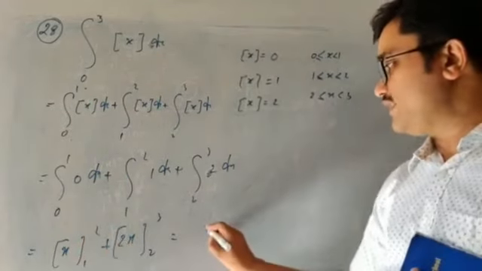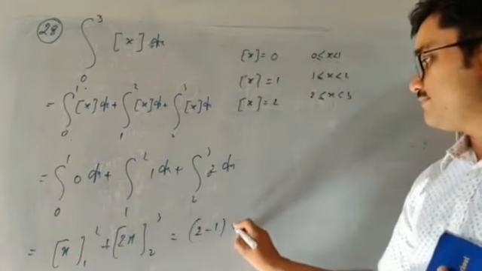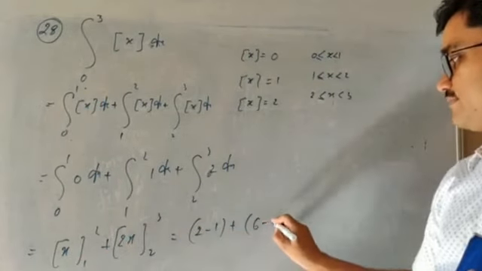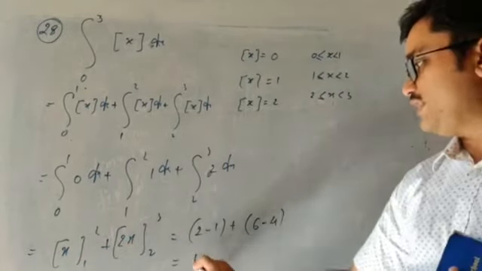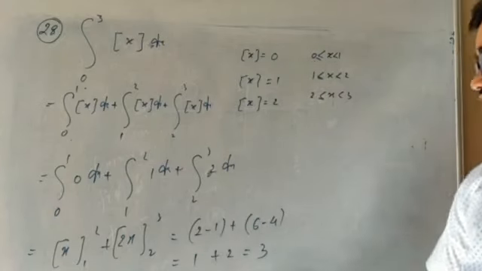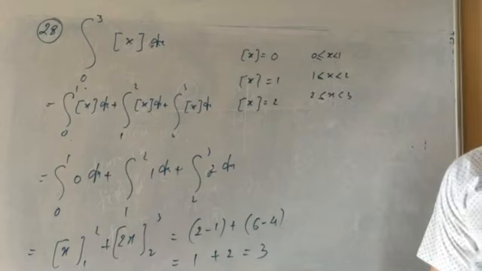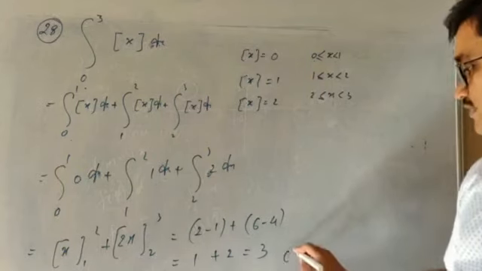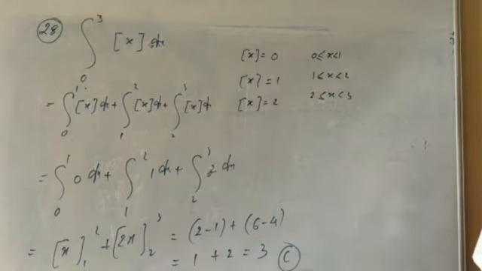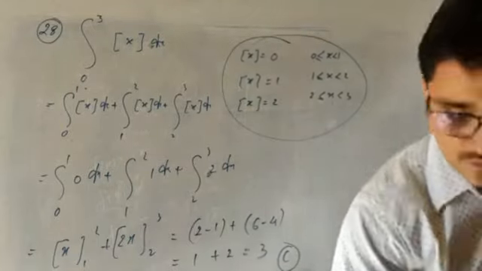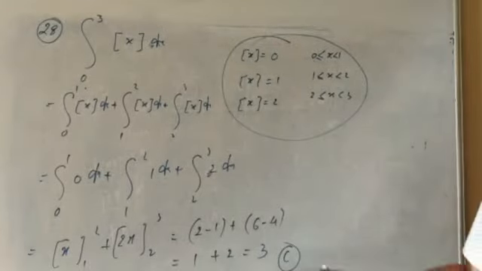If you apply the limits, you will get the answer. This is 2 minus 1, the first answer, plus if you replace x by 3, it is 6 minus 4. So 2 minus 1 is 1, and 6 minus 4 is 2. So the answer should be 3. So 3 is the answer. Just see if it is there in question number 28. It is option C. Right? So C should be the answer. For any integral part question, you need to know the definition first. If you know the definition, you can easily solve the question.